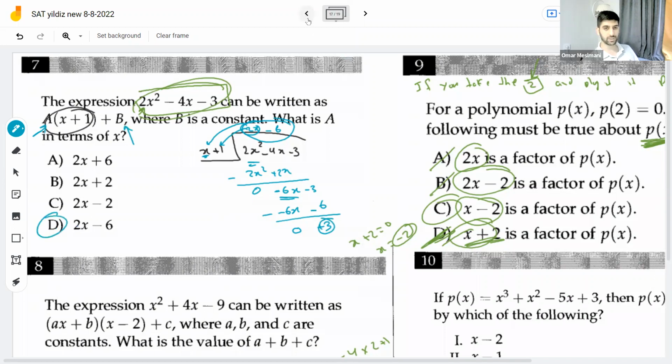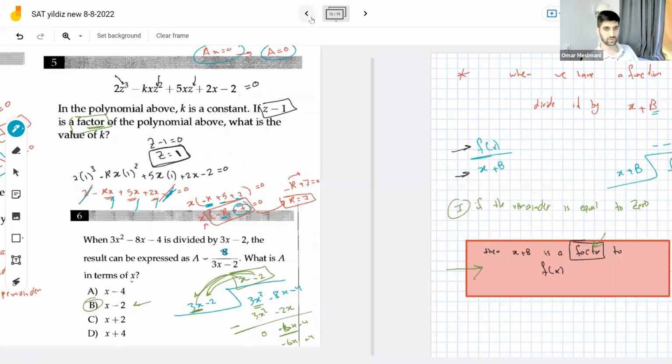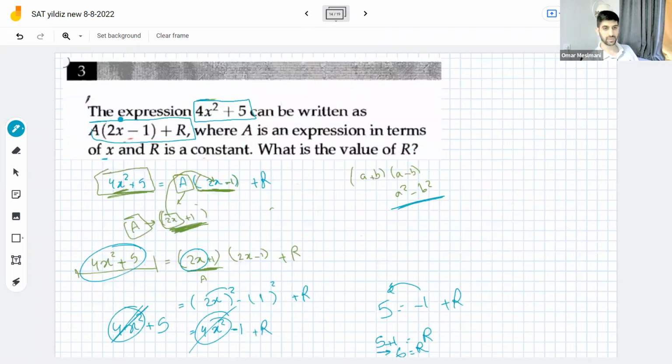Can I solve this question? Where is it? No, not this one. This one. Yeah, can I solve this one using the same way? Yes, I can. Look what I'm going to do. I'm going to solve it here using this way.